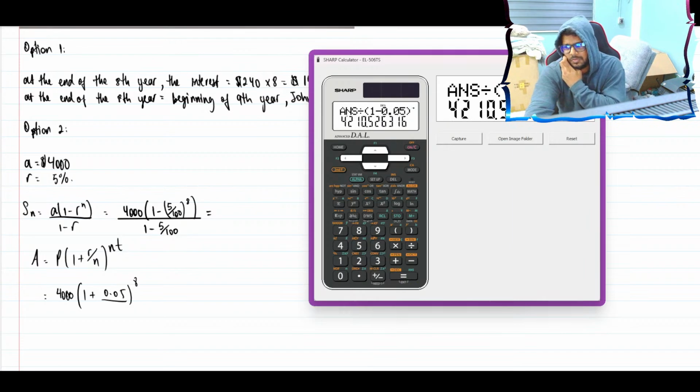We use the compound interest formula. And I must have got it wrong.